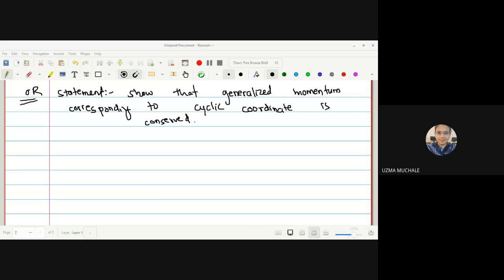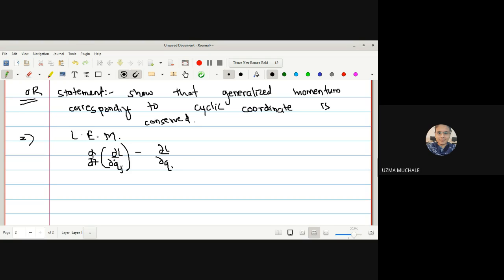Conservation theorem: if force is absent, then momentum is constant. If torque is absent, then angular momentum is constant. So here also we have to do the same thing. Show that the generalized momentum corresponding to a cyclic coordinate is conserved, or constant. Okay. So to prove the result, we know the Lagrange's equation of motion, which is given by d by dt of dou L by dou Qj dot minus dou L by dou Qj is equal to 0 for all j.